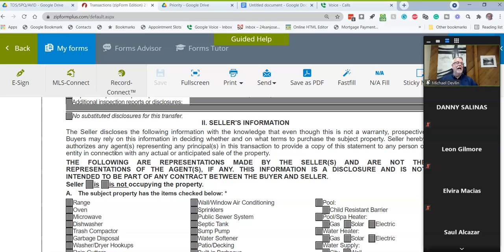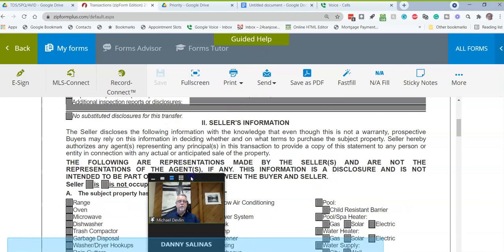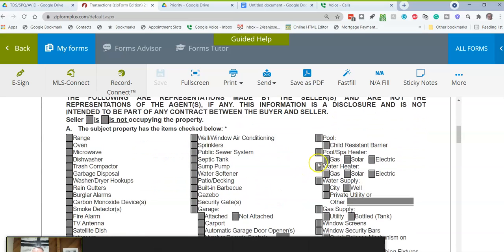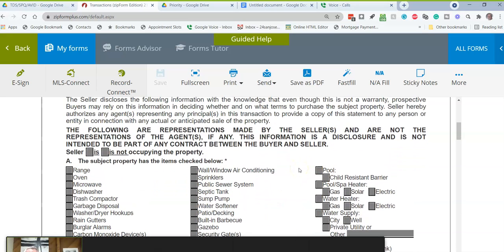Now, having said that, I've actually seen brokers say that you shouldn't say anything to the seller. I've heard a broker say this. And if they have any questions about any of these things, tell them to call a lawyer. I don't know. So most of the time, I'm answering the seller's questions about the SPQ and the TDS.